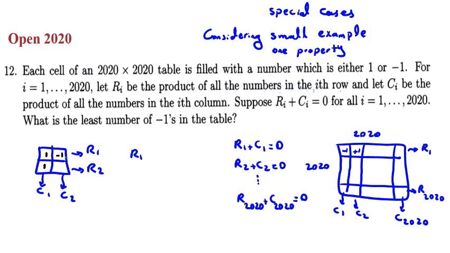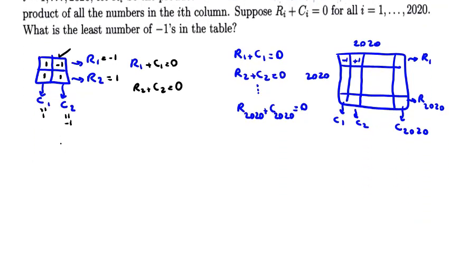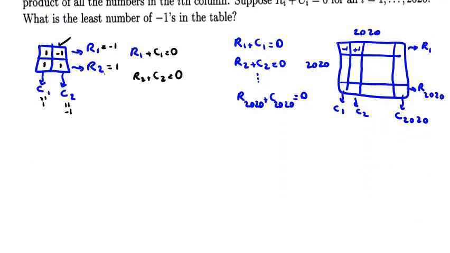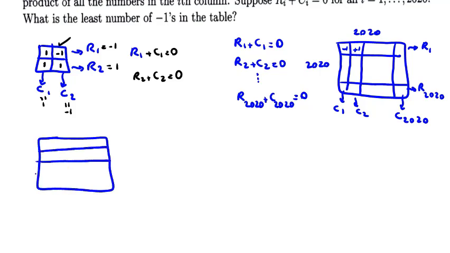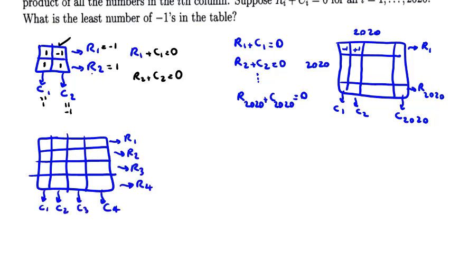Now R1 is -1, C1 is 1, it's good. R1 plus C1 is 0. Now R2, C2. Yes, if I place here, R2 again is 1, C2 is -1. So R2 plus C2 equals 0. So for 2 by 2 we found 1. Now we try to solve for 4 by 4 to find the best answer. So if I draw 4 by 4, okay, it is R1. Look, we don't want to find only the answer, for example, that it is 1. We want to generalize the idea.